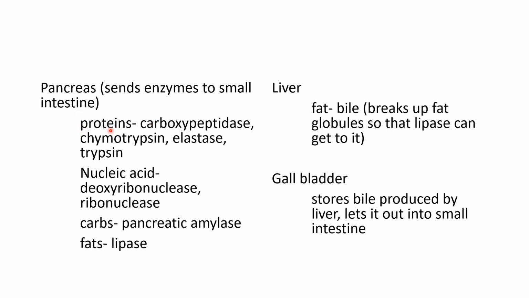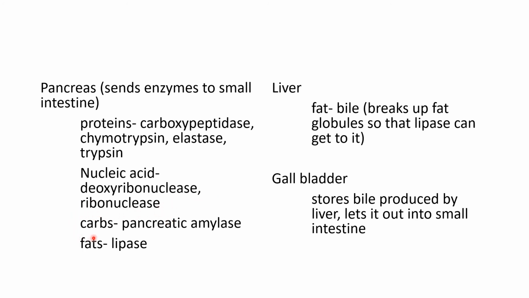So anyway, proteins can be digested by pancreatic enzymes. Carboxypeptidase, again, the peptid in here is in the name. Chymotrypsin, elastase, and trypsin, these are all a bunch of different enzymes that can digest proteins. Nucleic acids, we have deoxyribonuclease and ribonuclease. Those are easy to remember because deoxyribonucleic acid is DNA and ribonucleic acid is RNA.